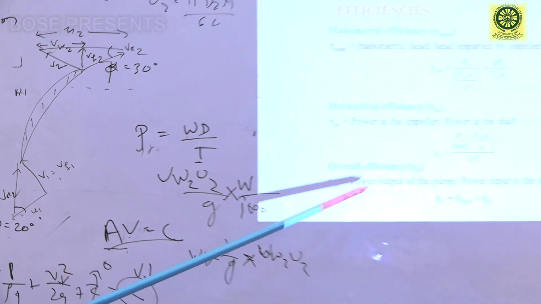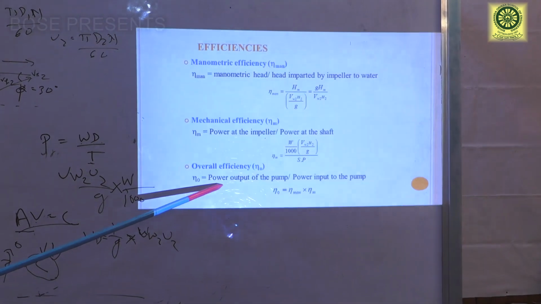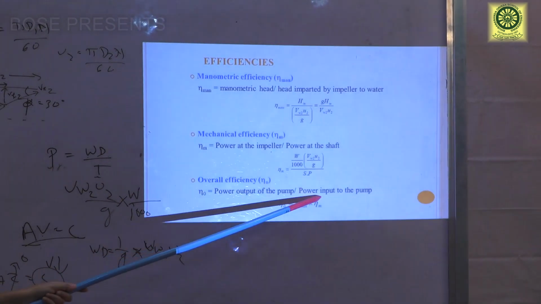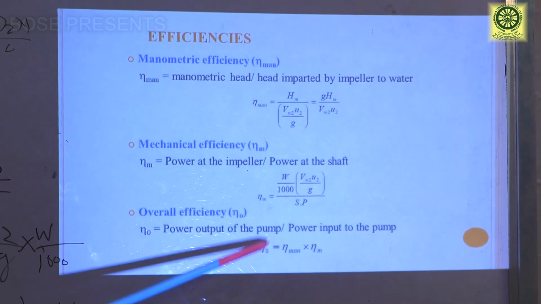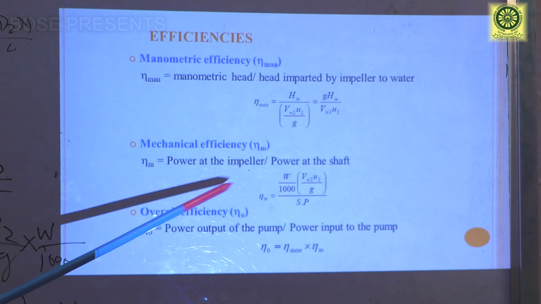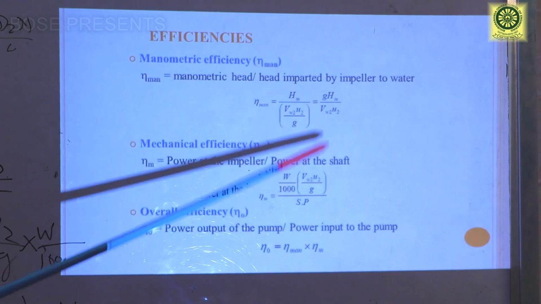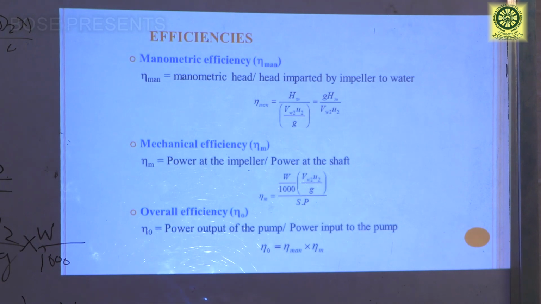Lastly, overall efficiency, which can be found by dividing the total output of the pump by the power input to the pump. This can also be found by multiplying the manometric efficiency and the mechanical efficiency. So when you multiply these two together, you get the overall efficiency.